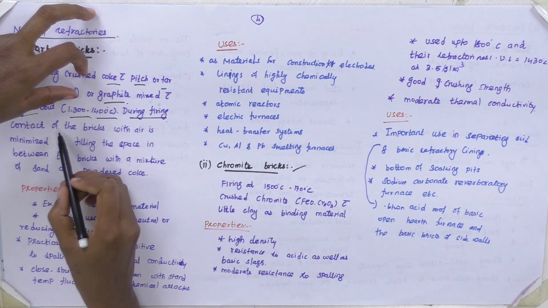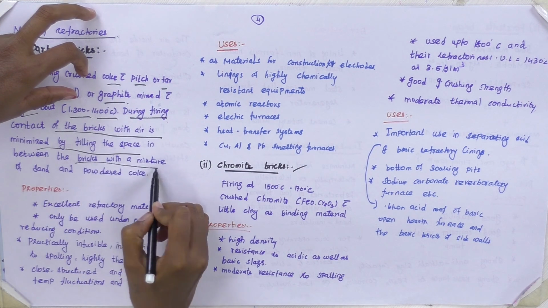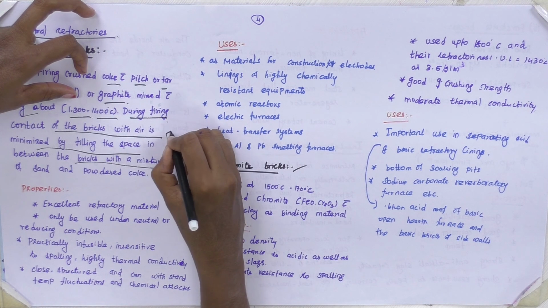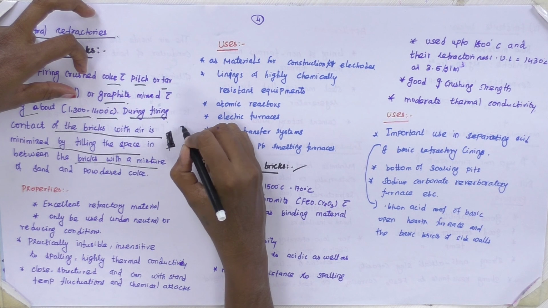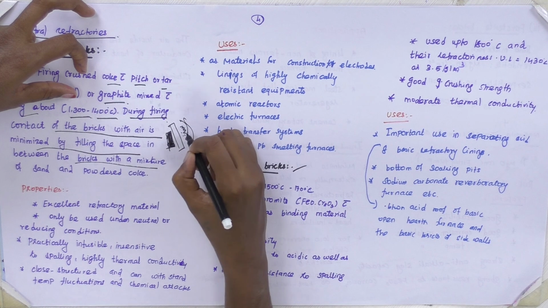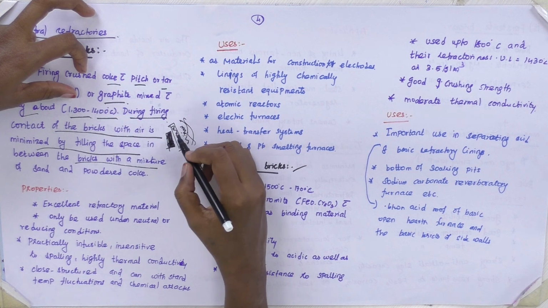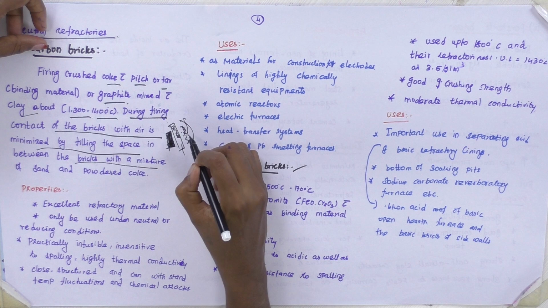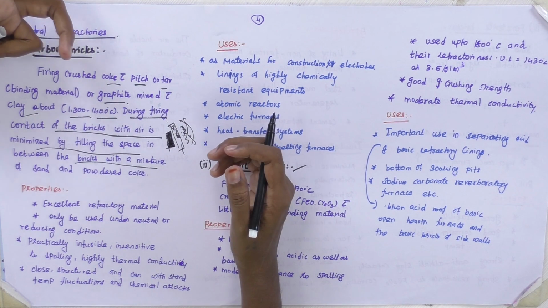During firing, the contact of bricks with air is minimized by filling the space between the bricks with a mixture of sand and powdered coke. Because if air is present outside, we have to prevent contact between air and carbon bricks by sand or powdered coke, because when we expose these carbonaceous materials to air they easily get oxidized. So we have to prevent the carbon bricks from becoming highly porous.